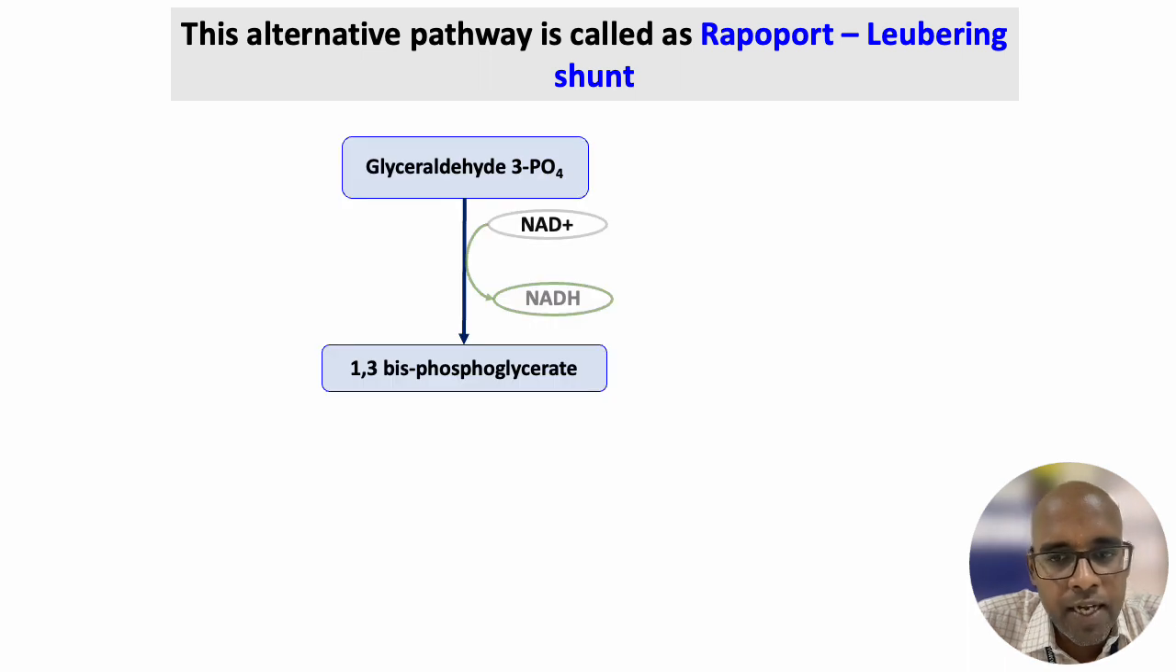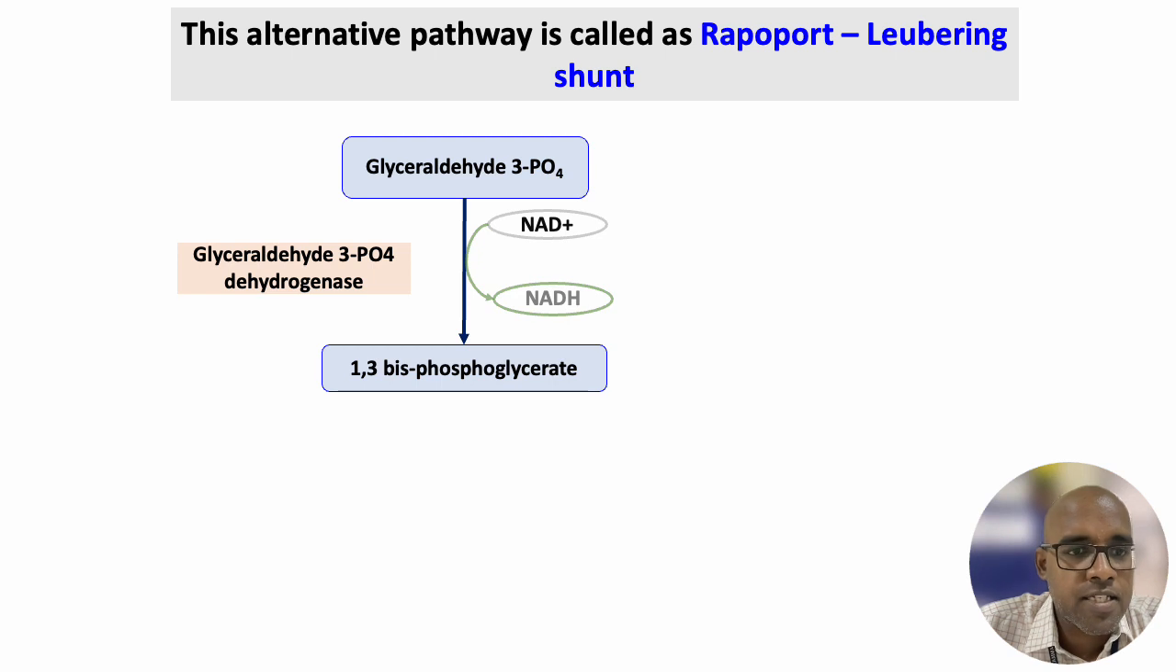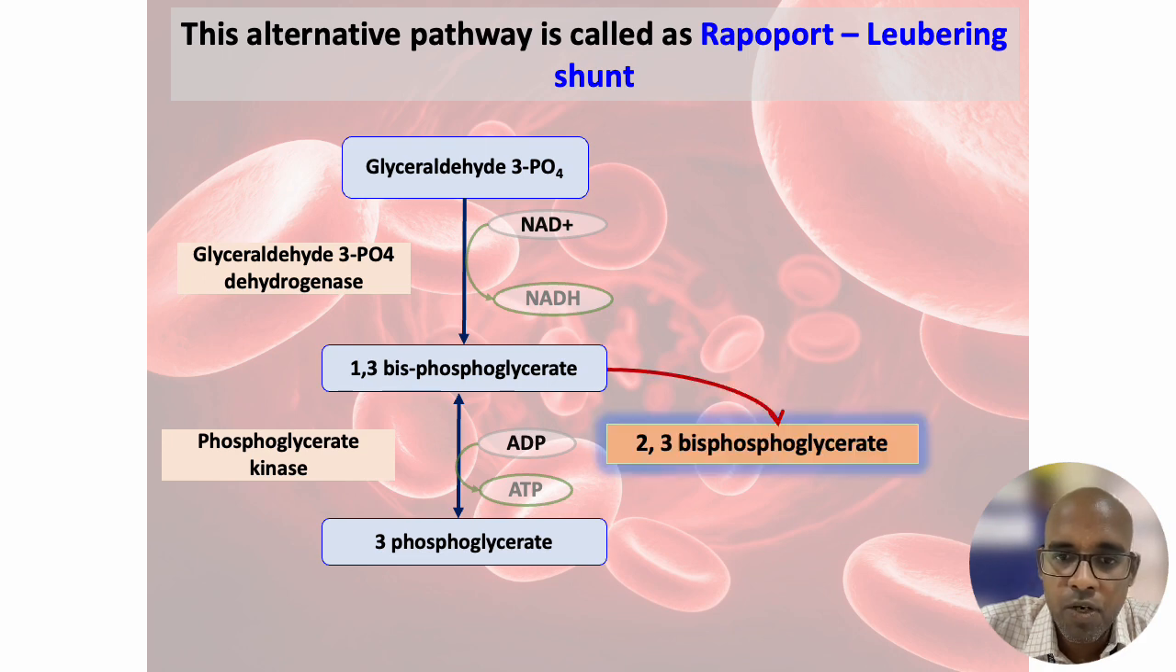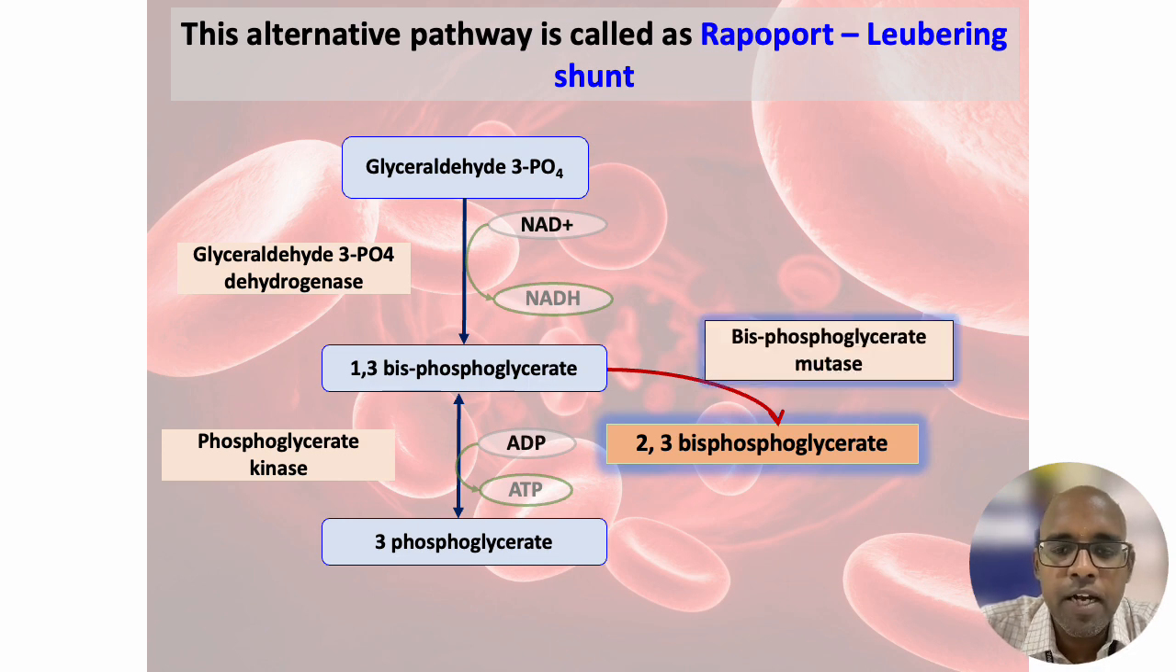See, in a normal conventional glycolytic pathway, that is, the glycolysis that happens in normal cells, glyceraldehyde 3-phosphate is converted to 1,3-bisphosphoglycerate by an enzyme called glyceraldehyde 3-phosphate dehydrogenase, and this 1,3-bisphosphoglycerate is converted to 3-phosphoglycerate. This is what happens in cells other than RBCs. What happens in RBC is this 1,3-bisphosphoglycerate is converted to a compound called 2,3-bisphosphoglycerate, or 2,3-BPG, by an enzyme called bisphosphoglycerate mutase, and this 2,3-BPG is converted back to 3-phosphoglycerate, which enters the normal subsequent glycolytic pathway.